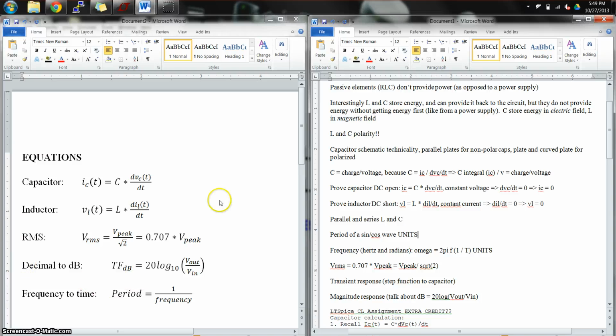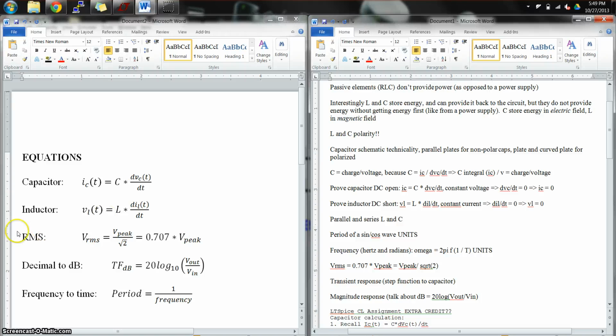These are the important defining equations for capacitors and inductors. For capacitors, the current through a capacitor is equal to the capacitance times the derivative of the voltage with respect to time. And for an inductor, you just basically flip everything, currents and voltages rather. So the voltage across an inductor is equal to the inductance times the change in current over time.